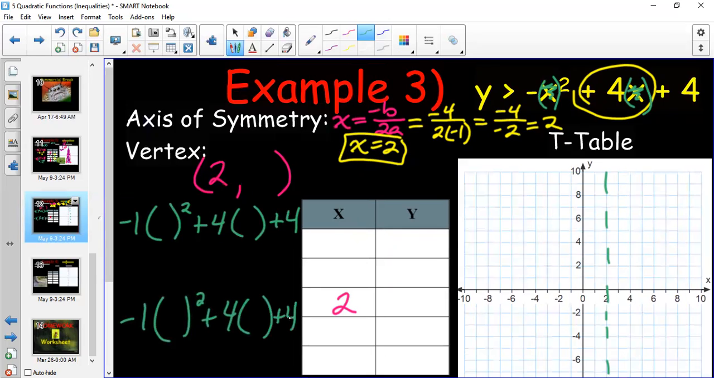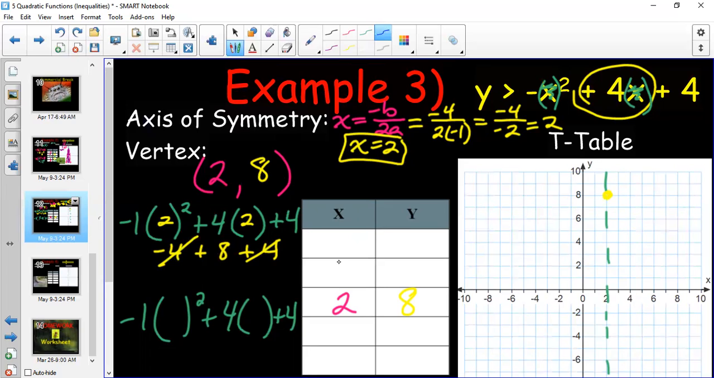All right, but I have to find the rest of the vertex first. So let's plug in 2's. 2 squared is 4 times -1 is -4 plus 8 plus 4. Well, the 4's cancel each other out, and that gives us 8. So we have a vertex at 2, 8.